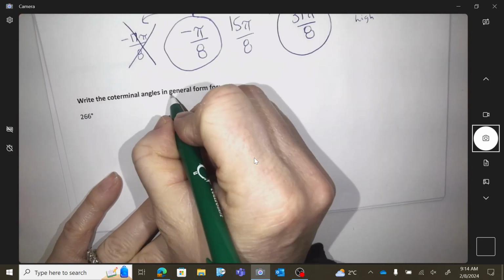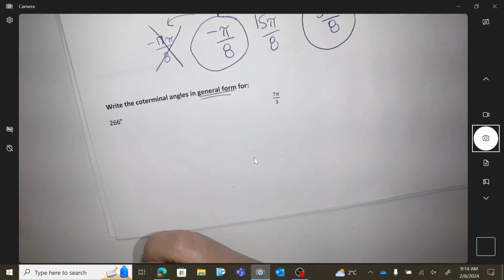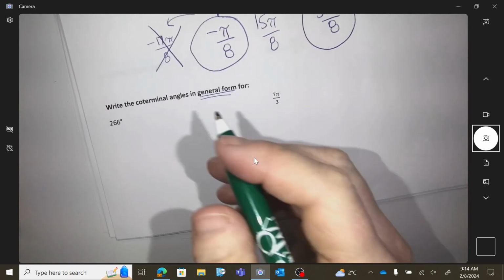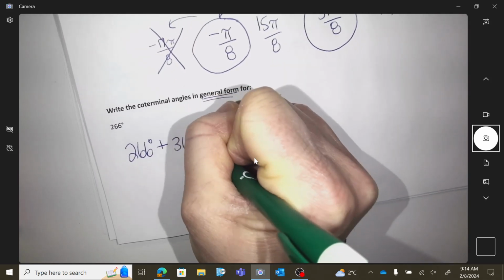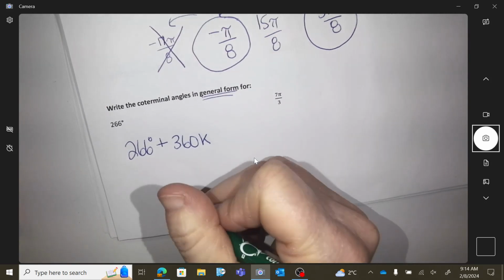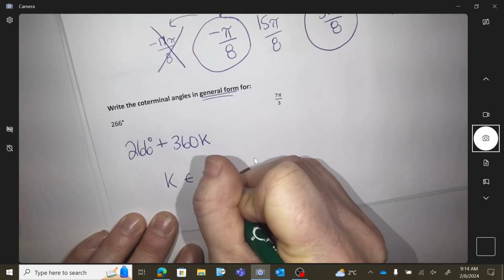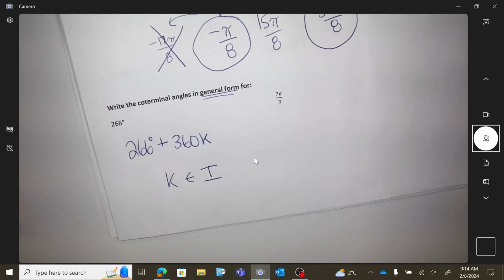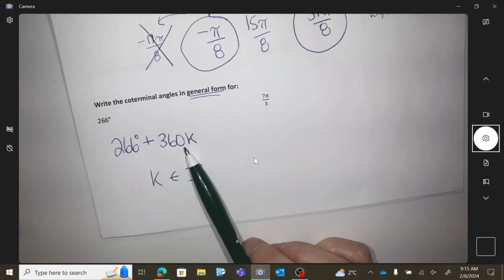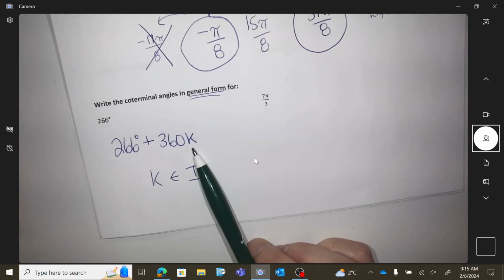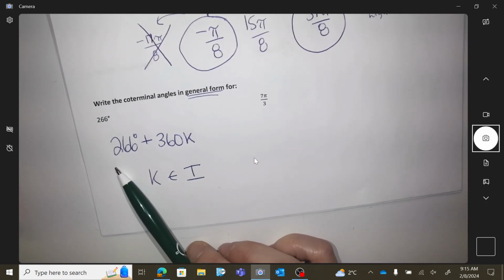Okay, so here's one more thing we're going to learn. This is the general form for coterminals: 266 degrees plus 360k, where k is an element of the integer numbers. What in the world is that? Okay, so what is an integer number? Negatives, 0, and positive numbers. So that's why I'm saying I can do any integer amount of 360 with this.